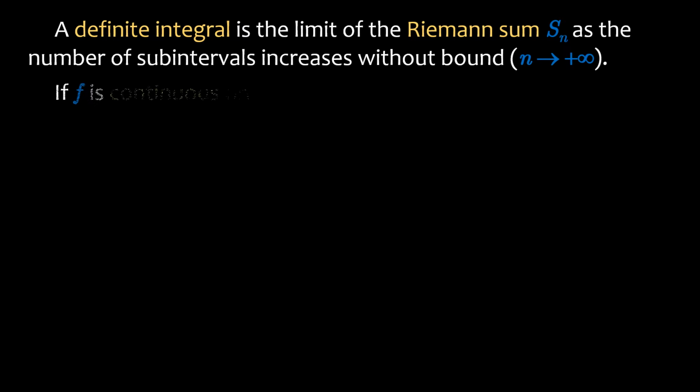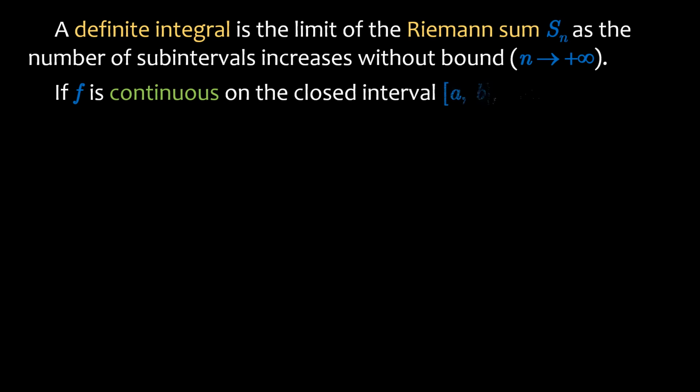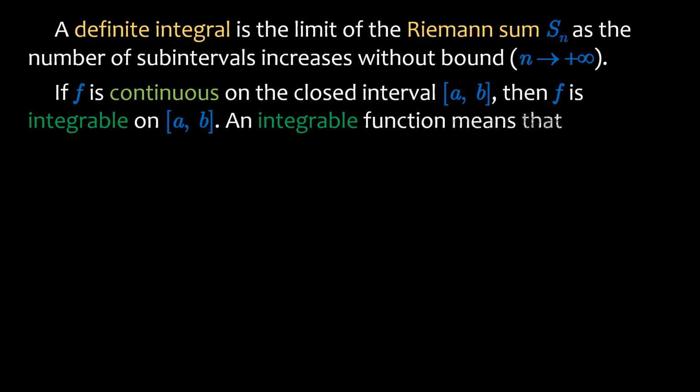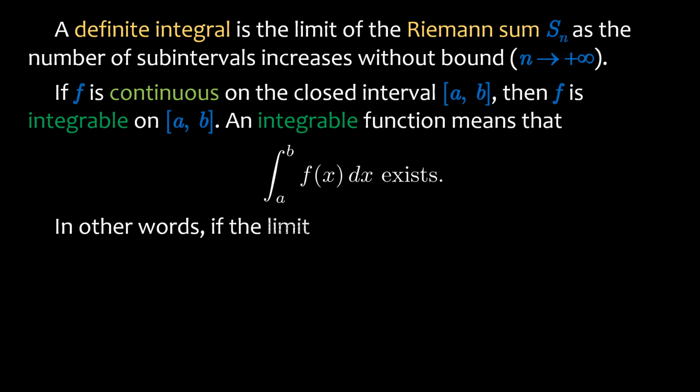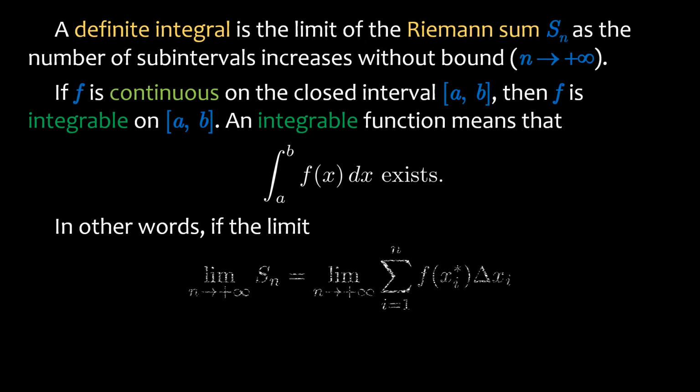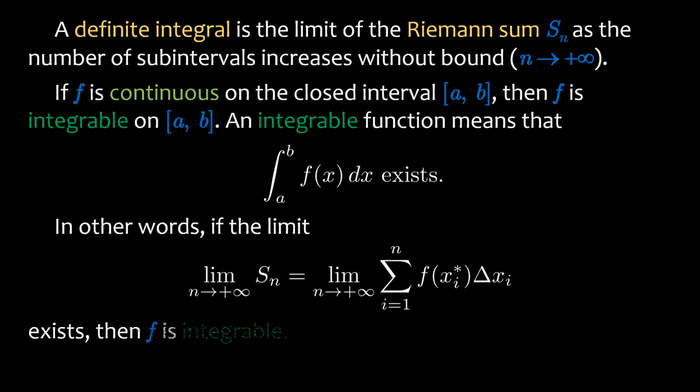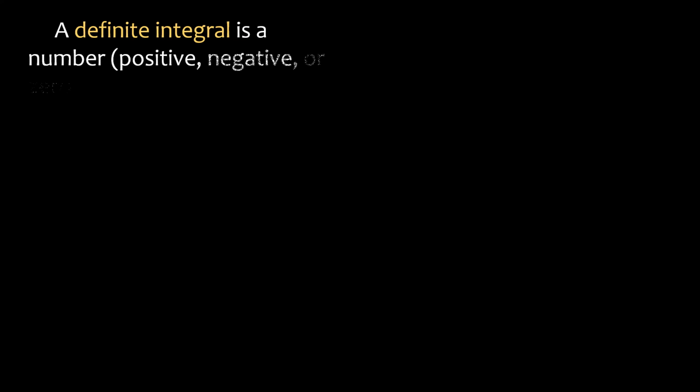If f is continuous on the closed interval a, b, then f is integrable on a, b. An integrable function means that the integral of f of x, dx, from a to b, exists. In other words, if the limit exists, then f is integrable. A definite integral is a number, positive, negative, or zero.